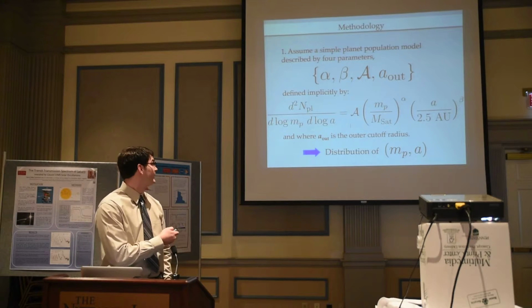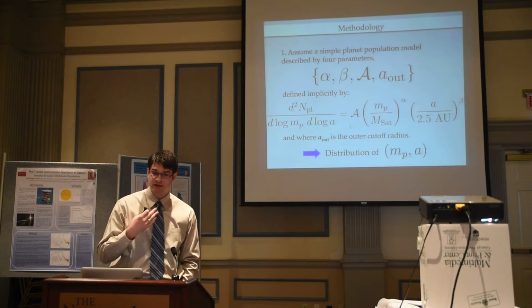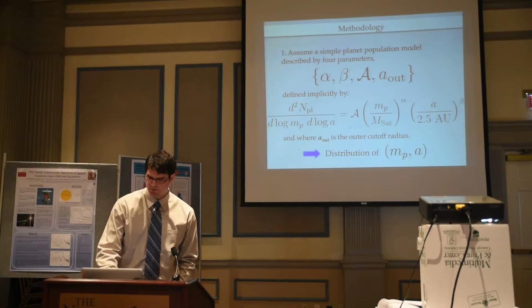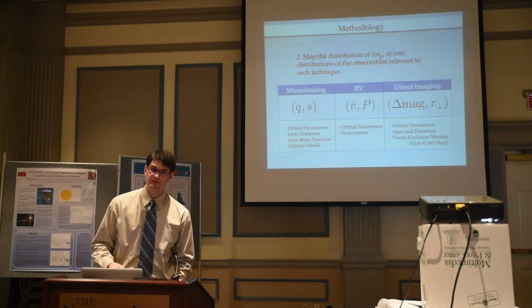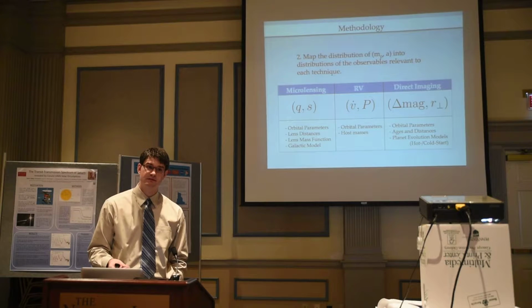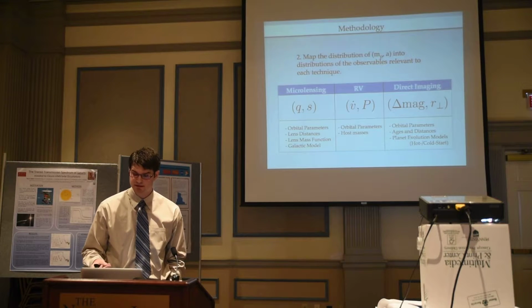And so we start by choosing random values for these parameters and generating a population of planets from this distribution function that is described by various planet masses and semimajor axes. What we then do is we take these masses and semimajor axes and map them into distributions of observables that are relevant to each of these different detection techniques.